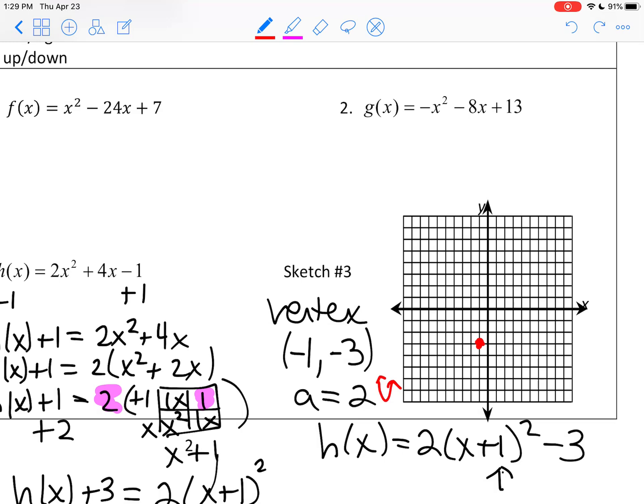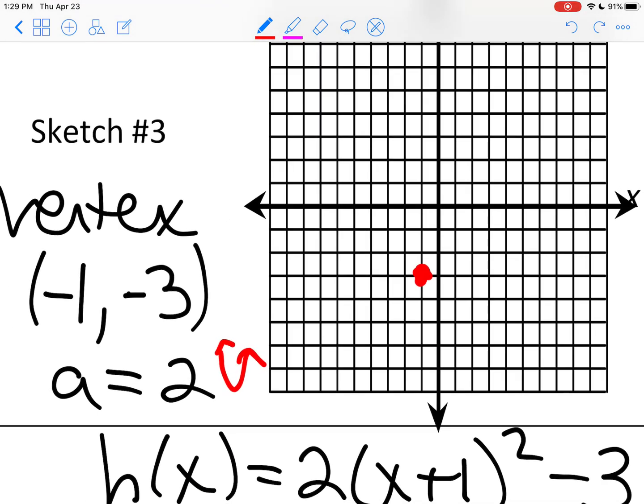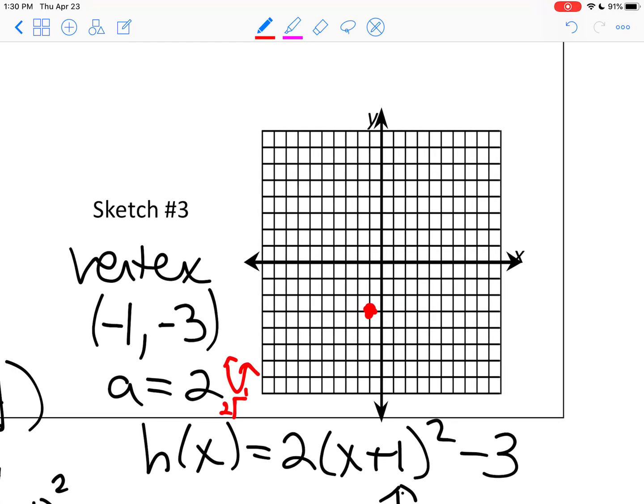So the way you're going to do this, if I can get my graph to work, is that means you're going to go up 2 to the right 1. It's always a over 1 to graph a. It doesn't matter whether it's a fraction, a whole number, or whatever. Since this is 2, that means I'm going to count up 2 over to the right 1 and up 2 over to the left 1, because remember, a parabola is symmetrical.